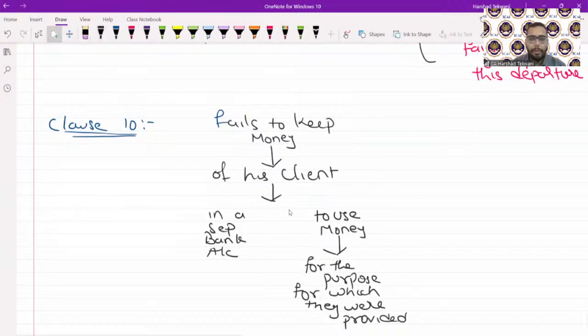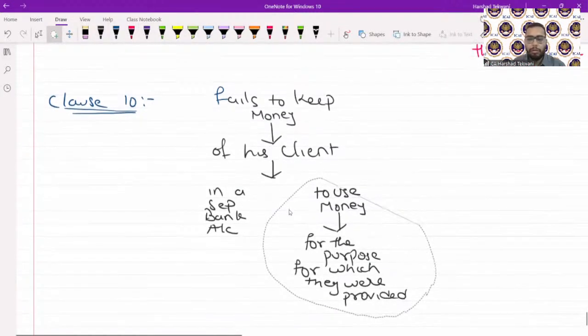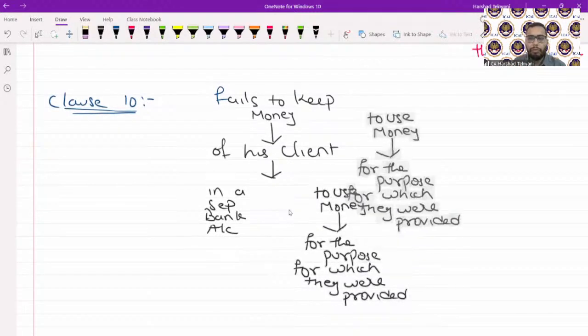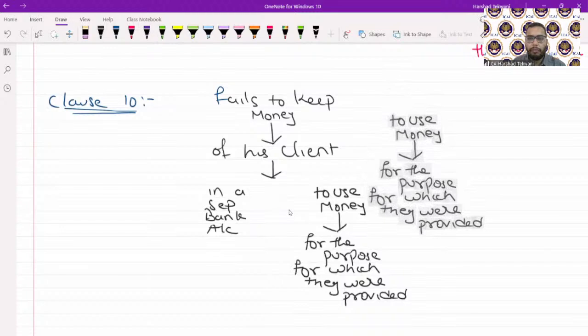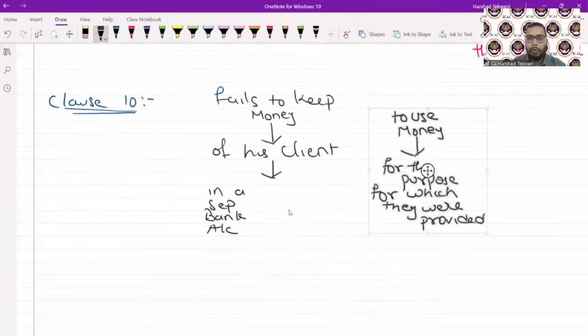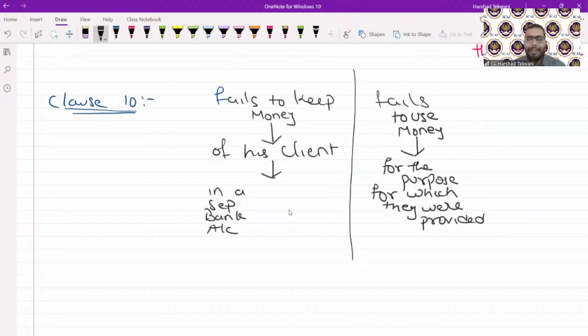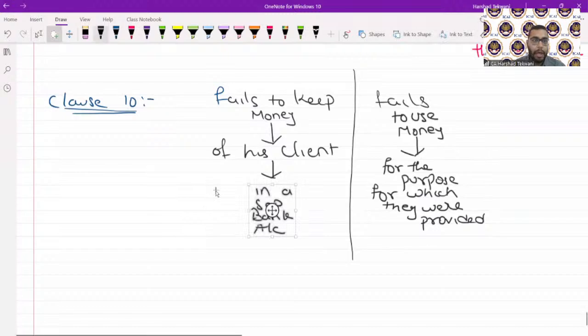What I'll do is I'll take up this particular portion. So either fails to keep money or fails to use money for the purpose for which they were provided or for which they were intended. Okay. So if a member in practice is not able to perform this particular task, then he will be held guilty of professional misconduct.